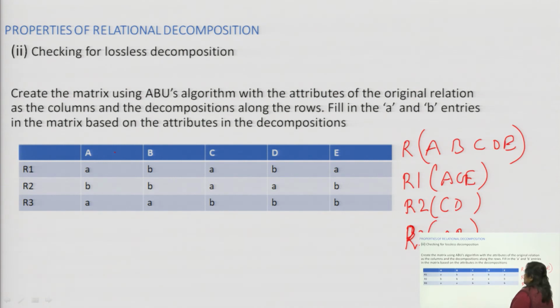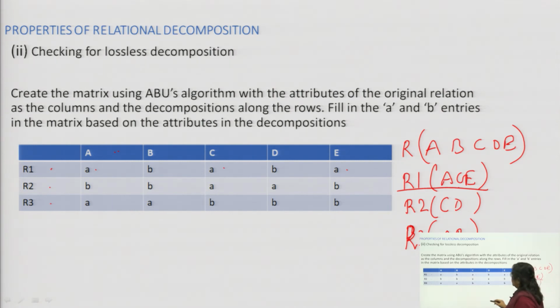So, now what we do using this algorithm is that we create a matrix with the attributes of the original relation as the columns A, B, C, D, E and the decompositions as the rows. Next, what we do is we take up each of the decompositions, for example, R1, and whichever attributes are present in R1, we mark them as A values. So, what have I done here? The attribute A gets an A value. Next attribute in R1 is C, A value. Next is E, which is an A value.